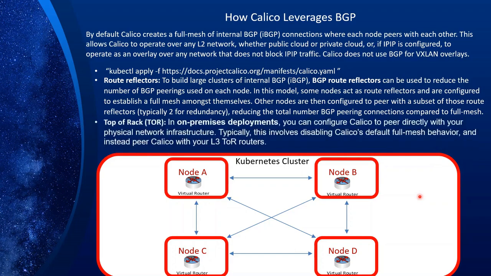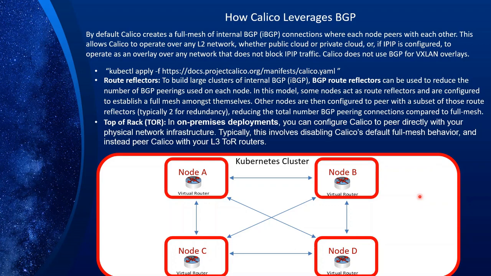If we set up Kubernetes on our premise, on our cloud, maybe internal cloud, we have full control. We can configure Calico to peer directly with our physical network infrastructure. What it means really is that typically we disable Calico's default full mesh behavior, and instead we peer Calico with our L3 top of the rack router.